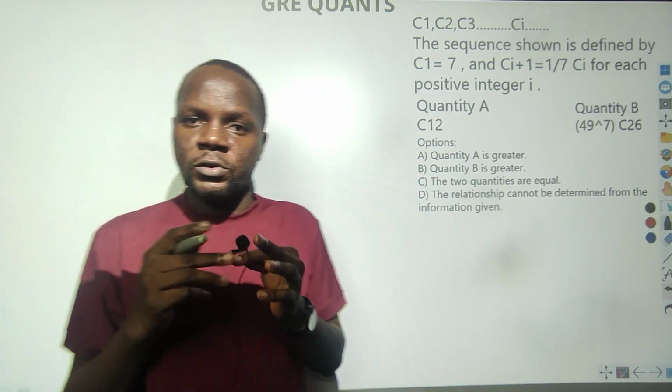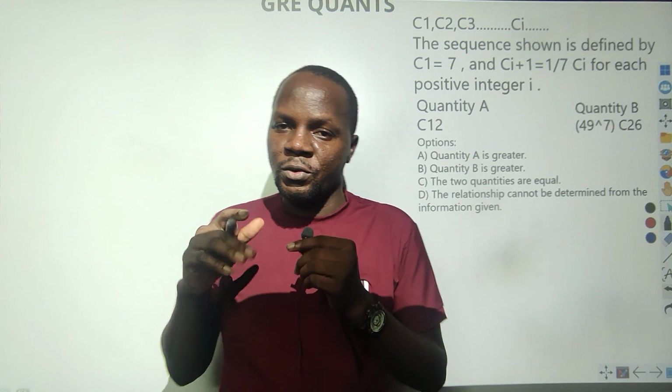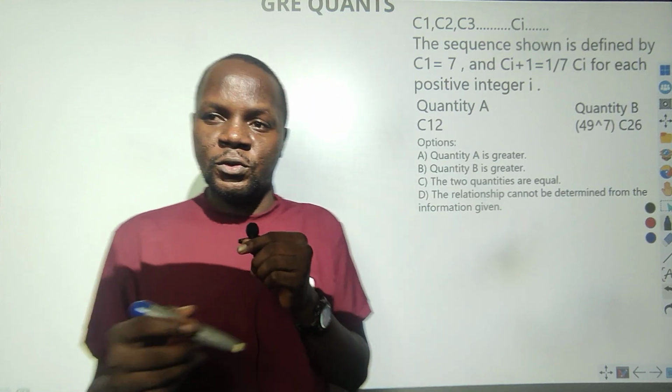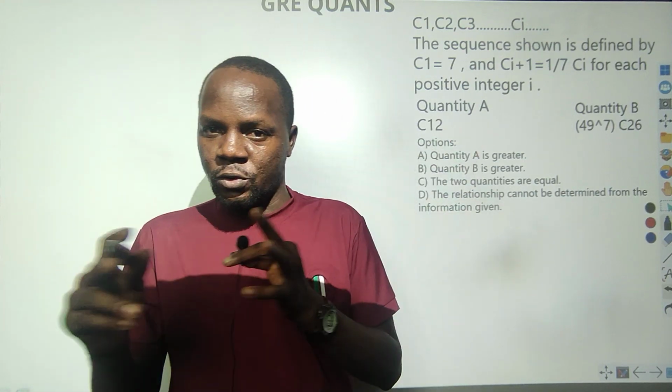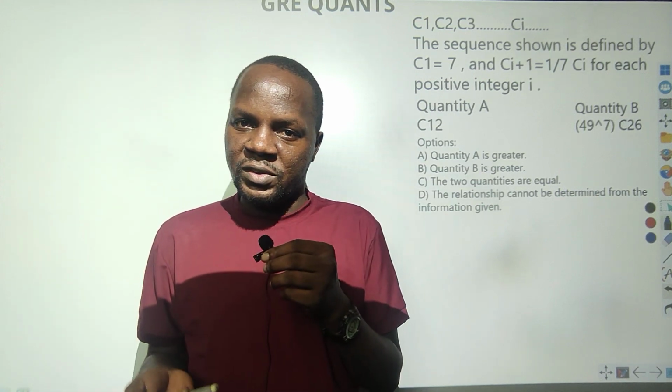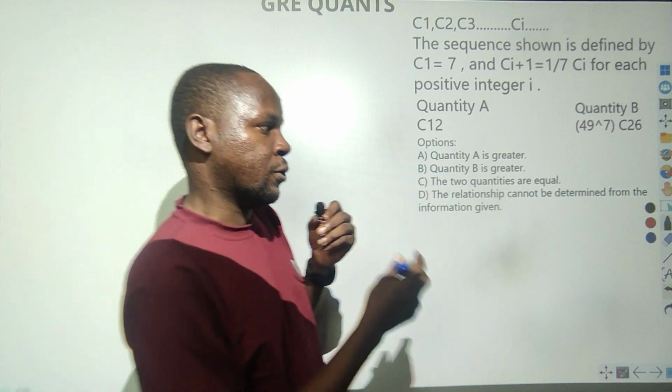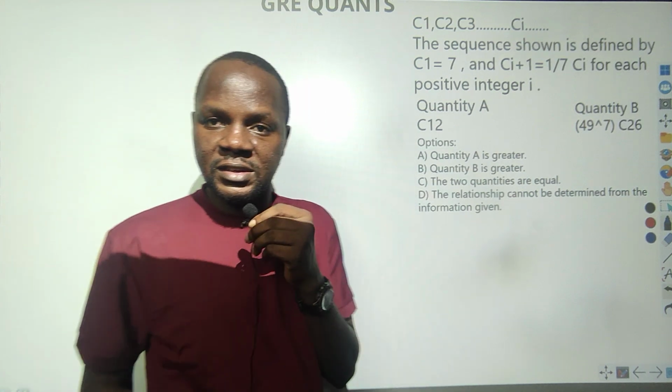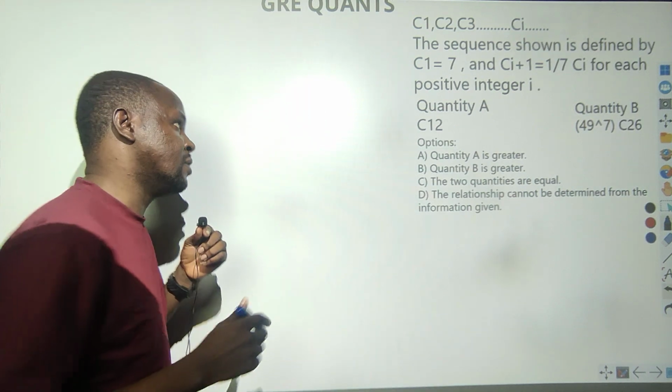So what I'm going to do now is that in that sequence I'm going to look for C12 and I'm going to also look for C26. Then I'll compare the two quantities and see which is bigger, which is the same, and if I cannot actually solve it, I can also pick D. That is the way it is. Now let's solve this one together.